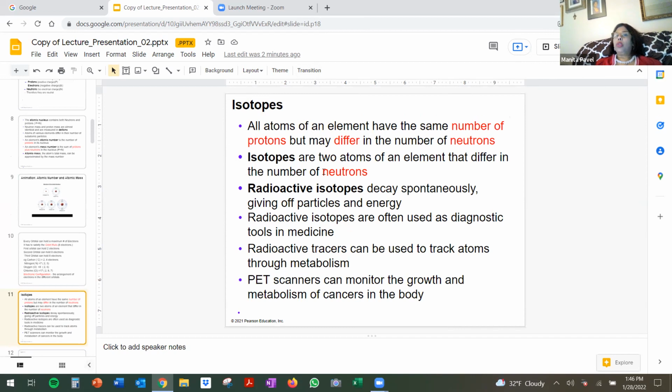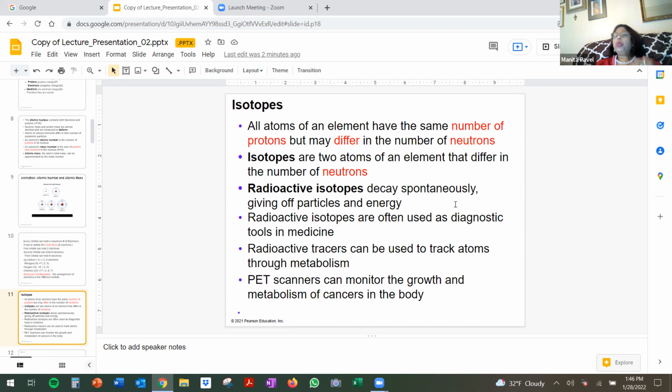So what then are isotopes? When two or more atoms or elements differ in their neutron number, they are isotopes. We have radioactive isotopes. From the very word radioactivity, they are going to emit radioactive waves or radiation. So they decay spontaneously, thereby giving out particles and energy.